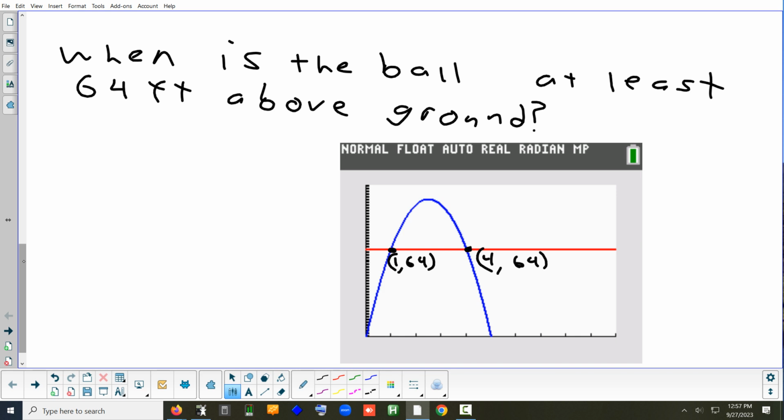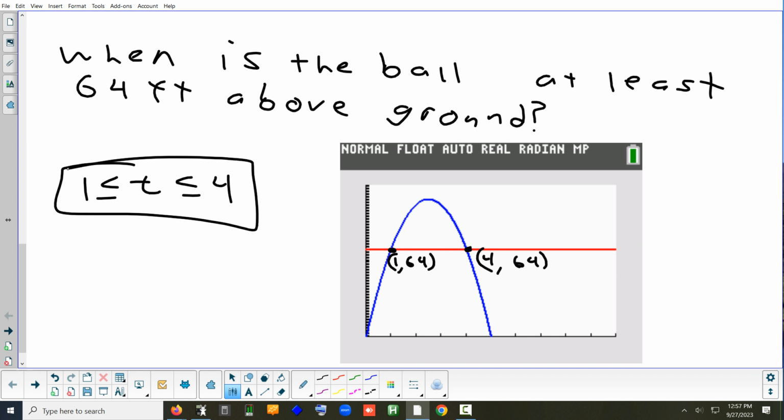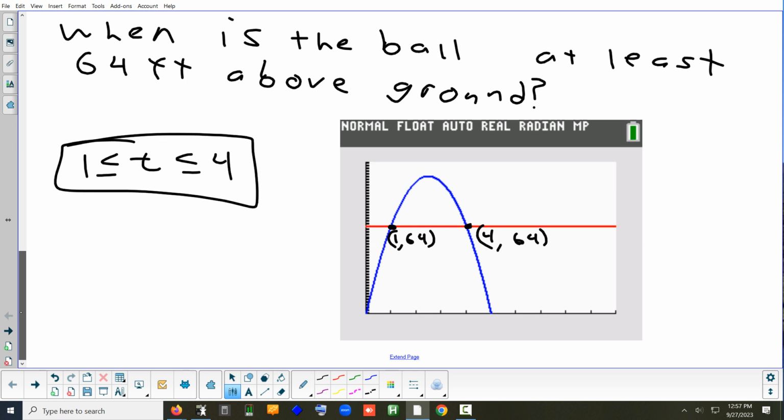So what is the time frame when we are above 64 feet? Greater than or equal to 1 second and less than or equal to 4 seconds. Yeah, when the time is greater than or equal to 1 second and less than or equal to 4 seconds, that's when you are above 64 feet. Above or equal. Any question on that one? Okay.